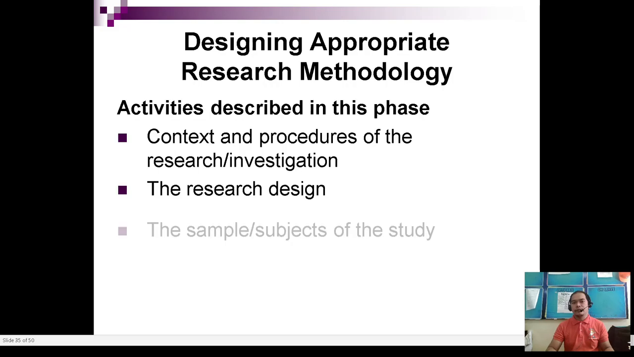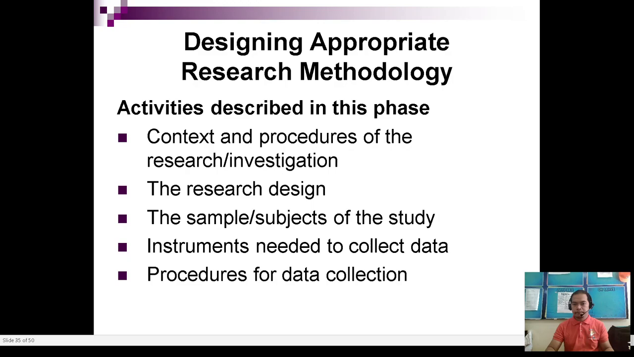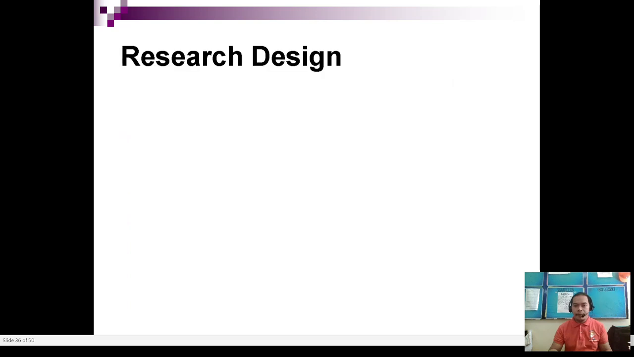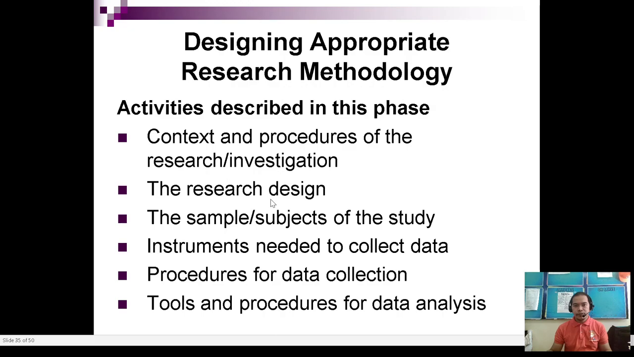Let's take note that in research methodology or methods, in the IMRAD format, let's just review the IMRAD. IMRAD stands for Introduction, Methodology or Methods, Results, and Discussion. And IMRAD C adds Conclusions. So in the IMRAD format, we are on the methodology part. But in the research process, we are on the collecting data and analyzing data part.